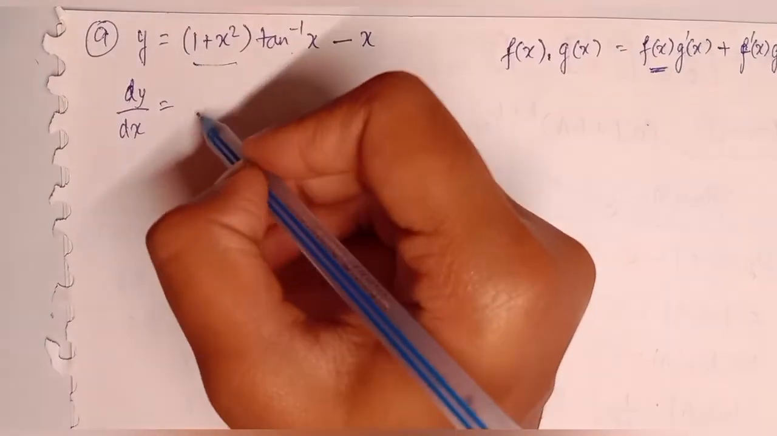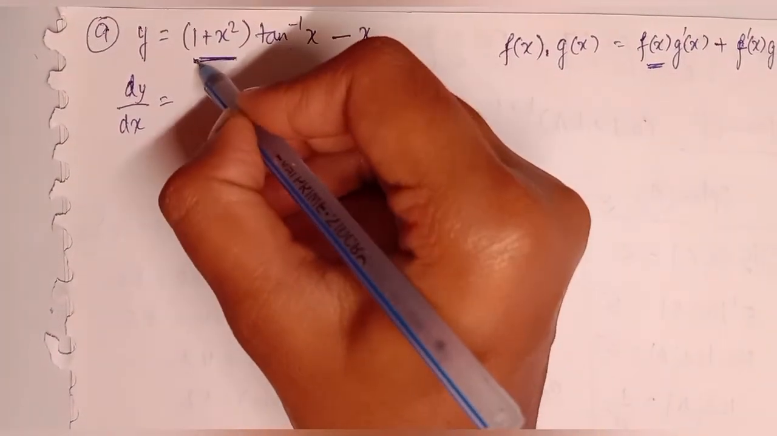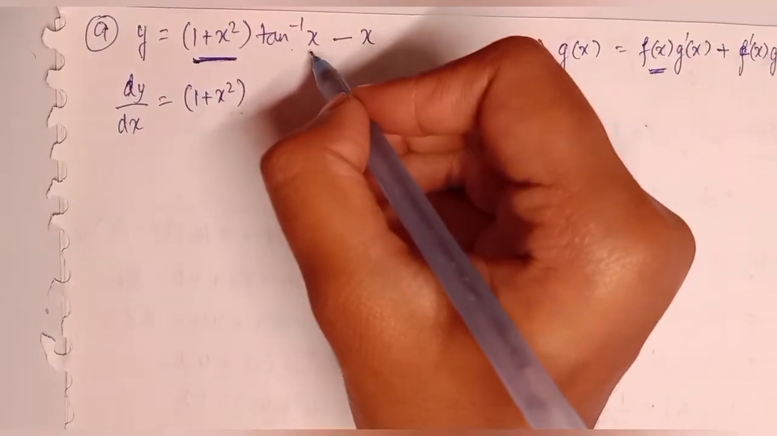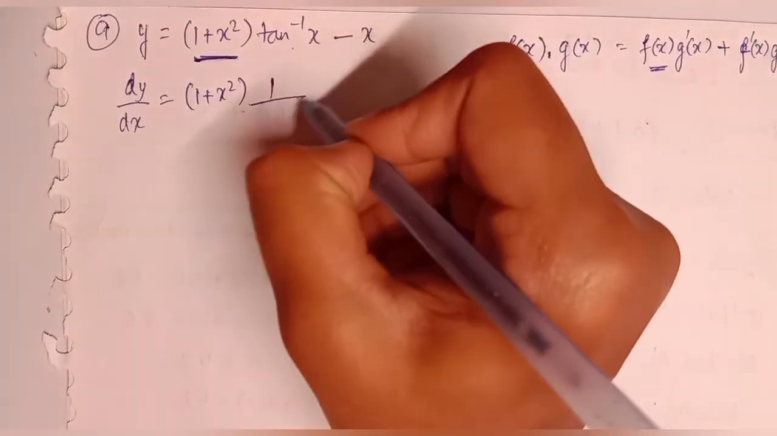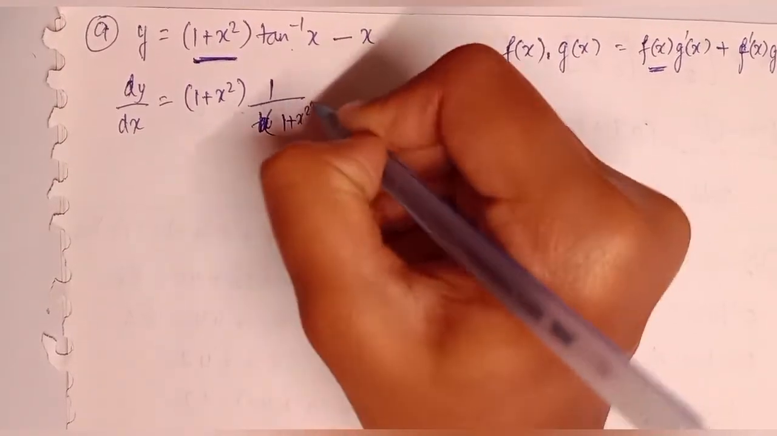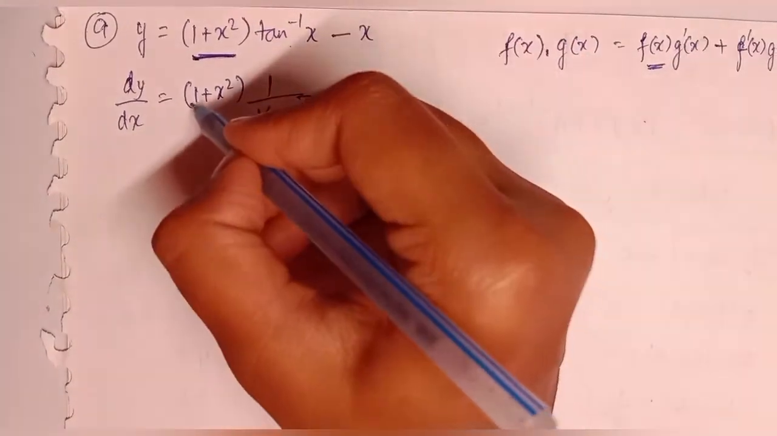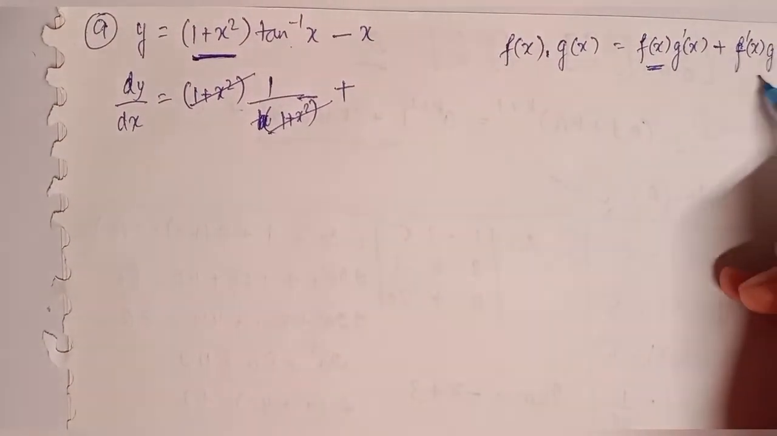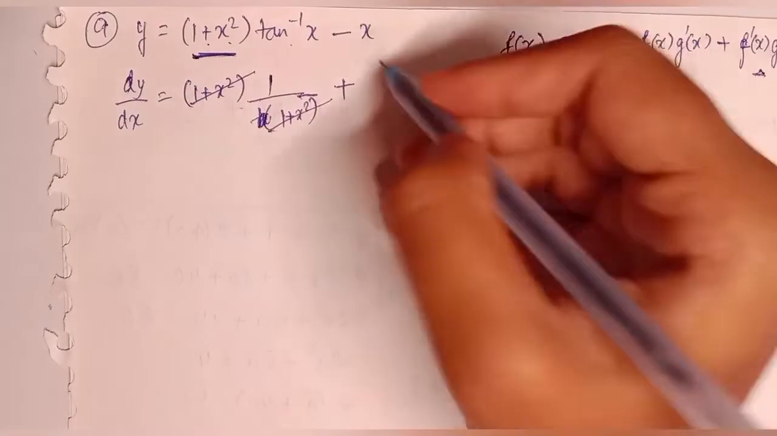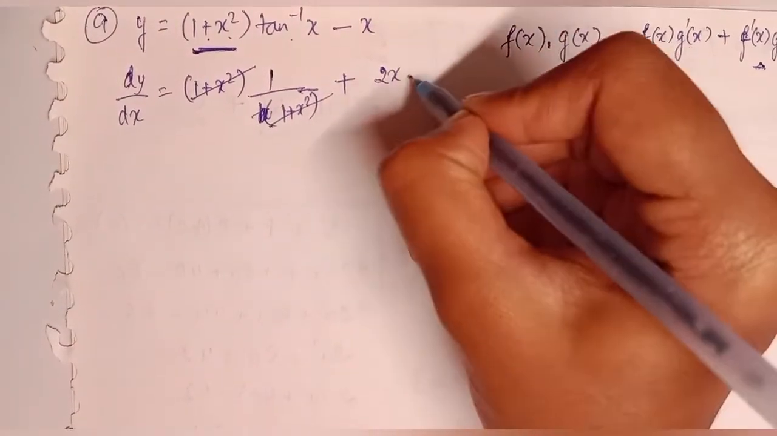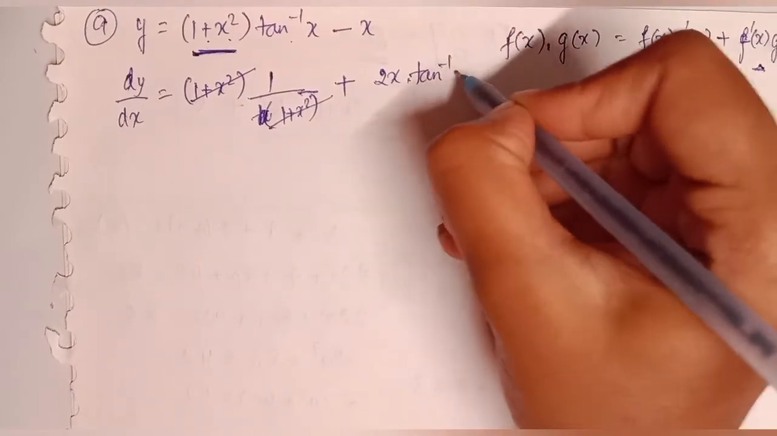So dy by dx is equal to, we keep 1 plus x square constant, and the differentiation of tan inverse x is 1 by 1 plus x square. Okay, this and this get cancelled, plus we use this f dash x. So we differentiate this, we get 2x into tan inverse x.